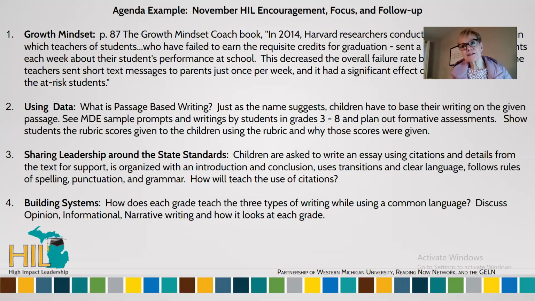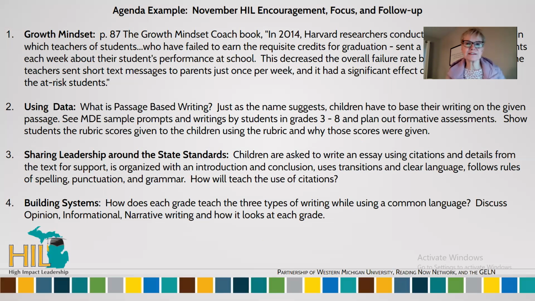Secondly, we would want to think in terms of the data that's coming up. So what is passage-based writing going to look like on the M-STEP? Do children understand what that means, to write about a passage? Thirdly, in terms of the standards and the alignment of those standards for our instruction, do we understand that in the writing that's required, students are asked to have citations, they are asked to have transition words? Well, how are we teaching citations, and what transition words are we teaching throughout the building? Just having that conversation heightens that awareness.